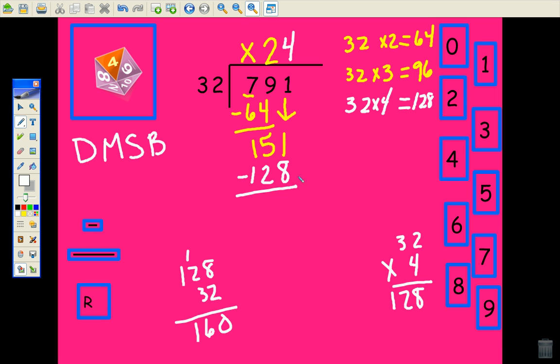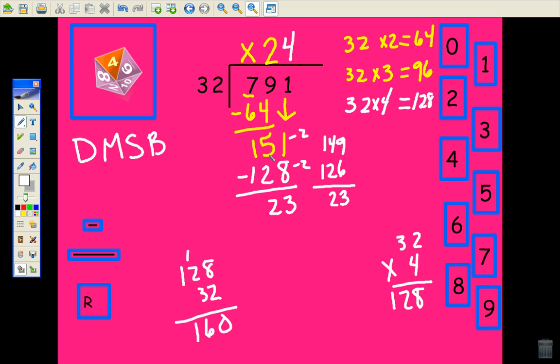Here I can regroup, or I can use number sense. When I use number sense, I'm going to take away 2 from this and make it 149. Take 2 away from that and make 126. I'm really doing this in my head, guys, but I'm explaining how I do it. And then I know it's a difference of 23. So that's just some of the ways I can do it.